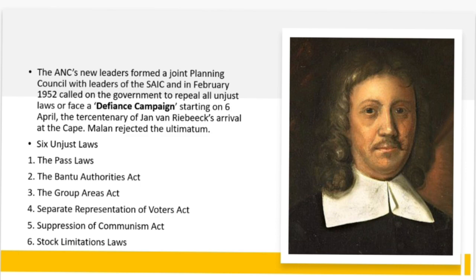The 6th of April 1952 was the 300th year anniversary of the arrival of Jan van Riebeeck in South Africa on the 6th of April 1652. So while white South Africa was celebrating the arrival of van Riebeeck, those who resisted apartheid portrayed this as celebrating 300 years of exploitation and minority rule. And they argued that all those who fought against colonialism and resisted were not being commemorated, and they held these rallies against the celebrations of van Riebeeck's arrival.